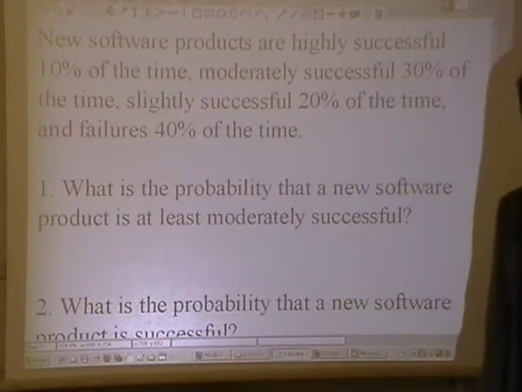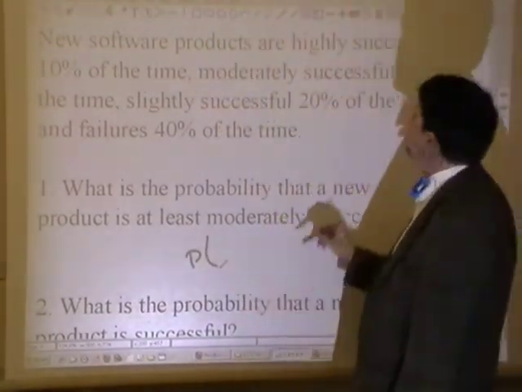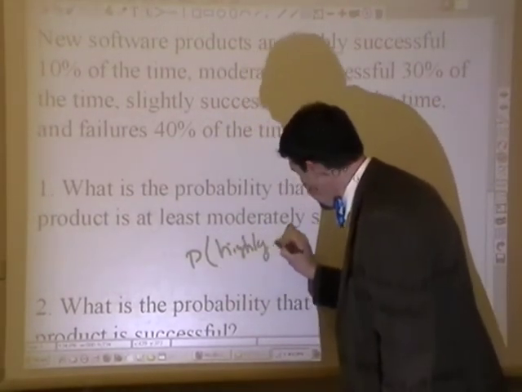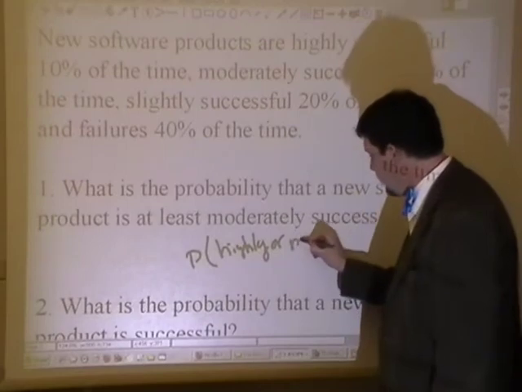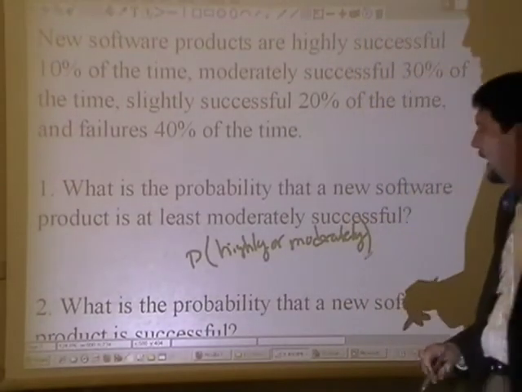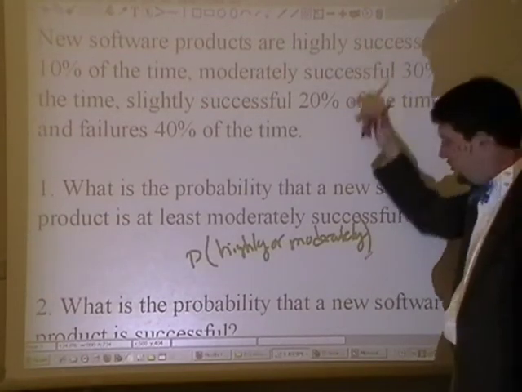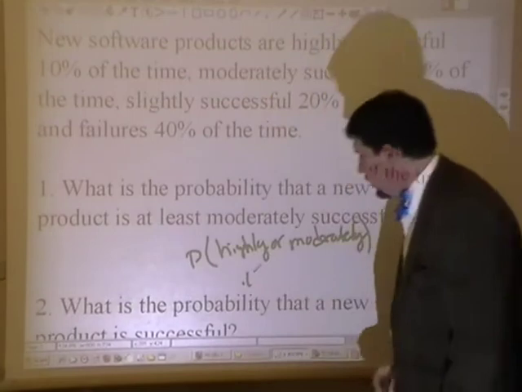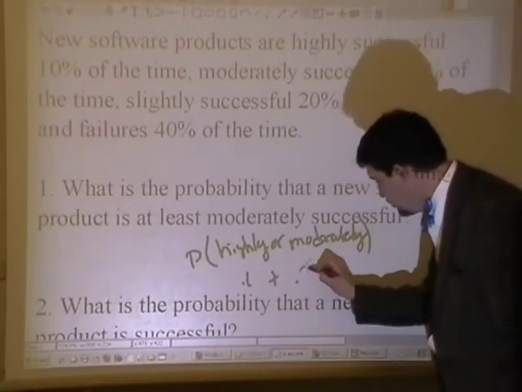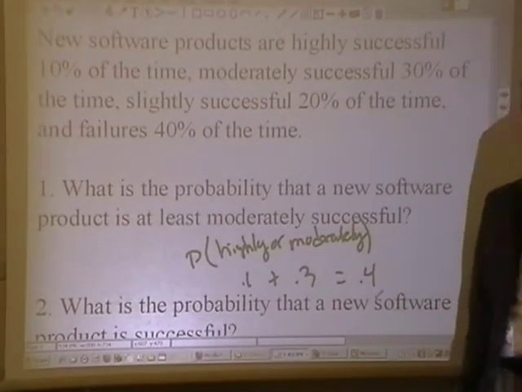Well, if it's going to be at least moderately successful, that means that it could be highly successful, or it could be moderately successful. And "or" is going to mean add. So I take a look at the probability of highly successful, which is 0.1, plus the probability of moderately successful, which is 0.3, and add them together, you're going to get 0.4.